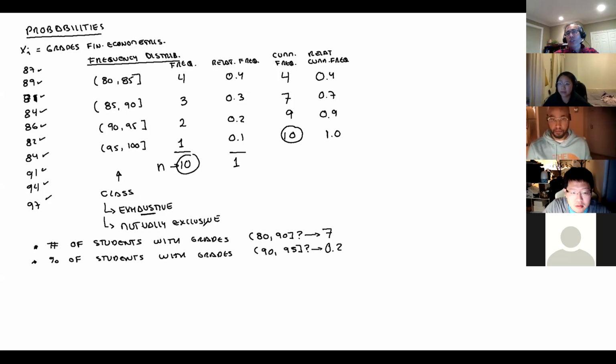Now, what is mutually exclusive, guys? It means the following. For example, if I do this, this is wrong. Do you agree? If I do bracket 90 here and bracket 90 here, basically it means that 90 is here and 90 is here. So they are not exclusive. So you cannot have this situation. Okay, guys, questions? It's clear?